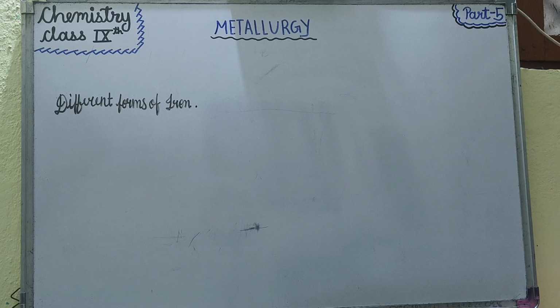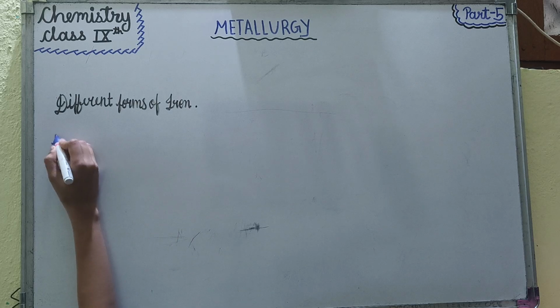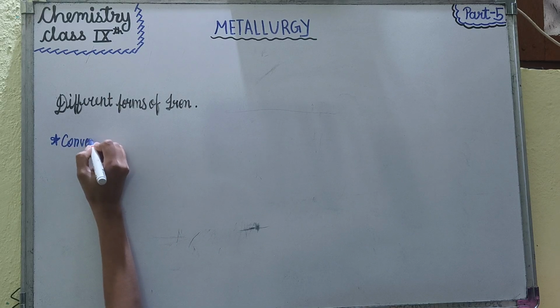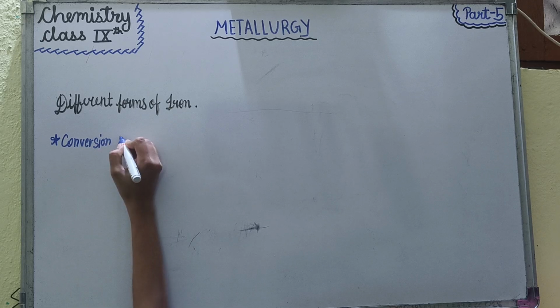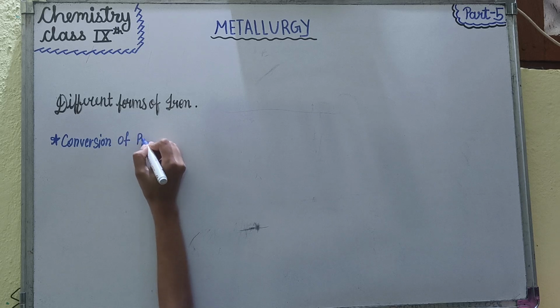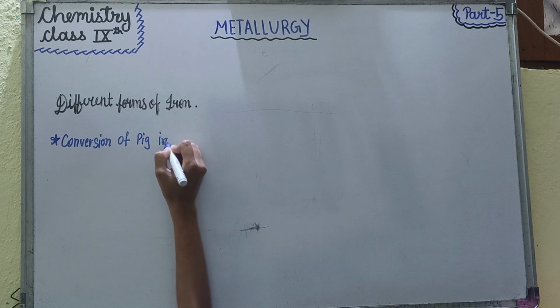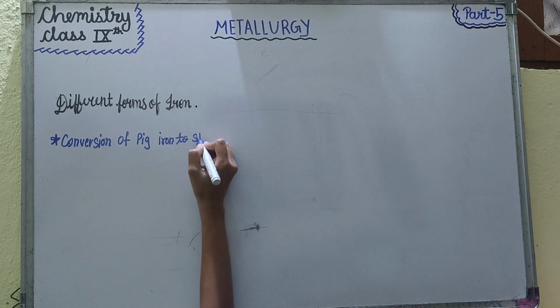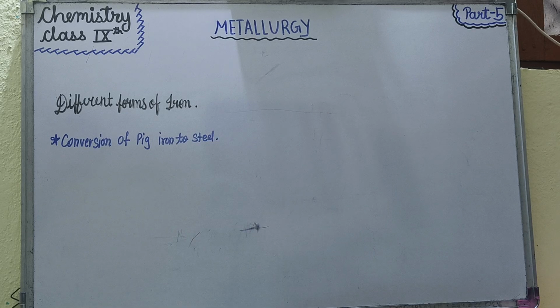Conversion of pig iron to steel. Pig iron is converted to steel in a Bessemer converter. Structure of the Bessemer converter: it is pear-shaped. Depending on the presence or absence of phosphorus, it is lined with silica or lime respectively.